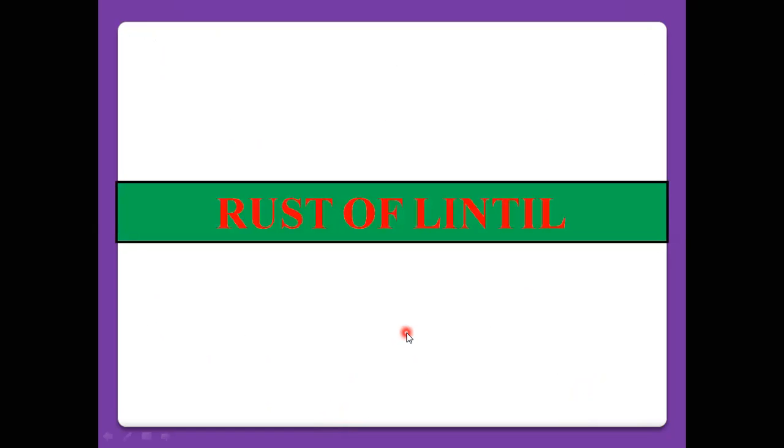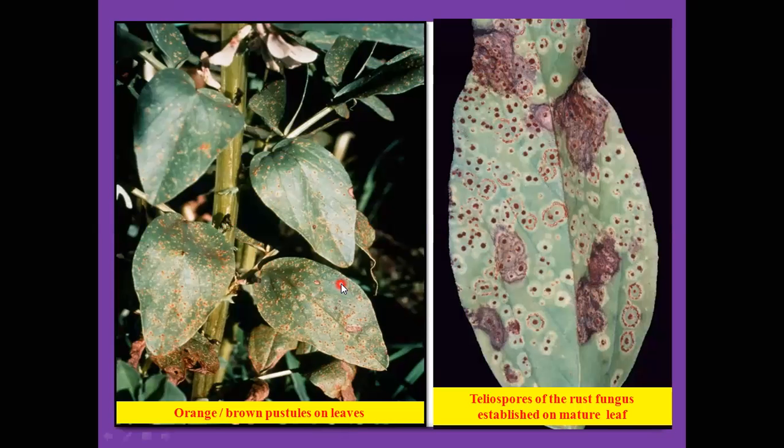Then the last one, rust of lentil. So on the lentil plants, orange or brown pustules are seen on the leaf portion, and these pustules are spread on the infected leaf. So they somewhat retard the photosynthesis process also. Okay, so these orange or brown pustules turn to somewhat dark brown pustules having the teliospores, and these teliospores are generally seen on the lower side of the lentil plants.